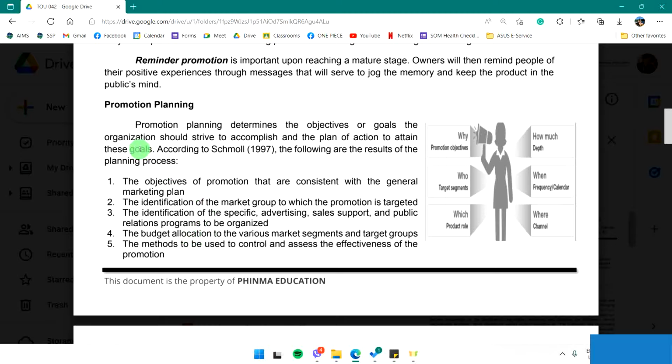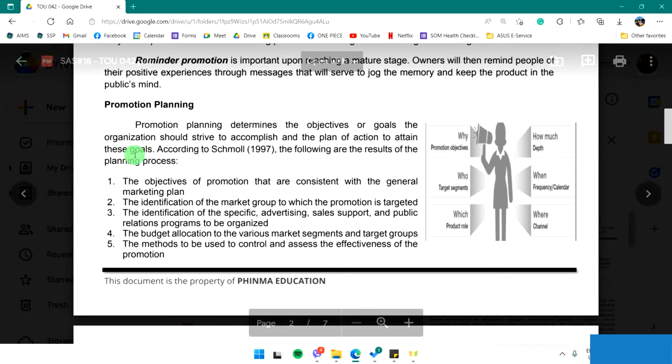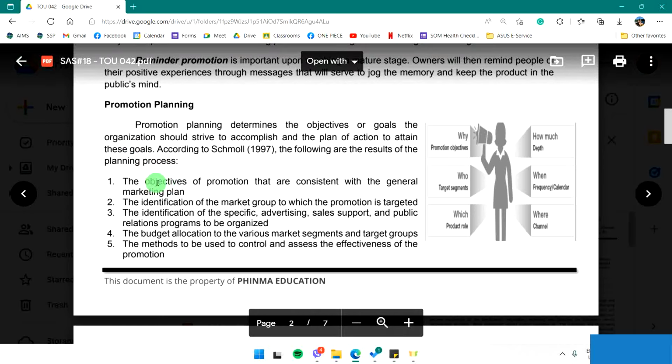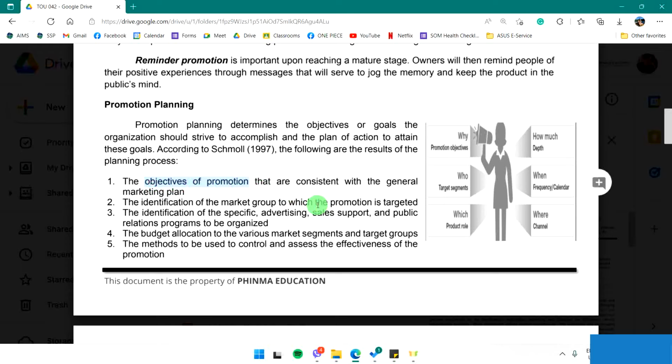We have 5 factors to consider when it comes to planning for our promotion sa isang destination. The first is the objectives of the promotion. Ano nga ba ang purpose ng ating promotion? Next is identifying our market group. Ito yung receiver ng ating message. Sino nga ba ang ating gustong pagsendan ng ating promotion? Next is identifying the specific advertising, sales support, and public relations programs to be organized. Specifically, ito yung how, no? Ito yung paano natin ngayon isa-send yung message natin. What channel should we use?